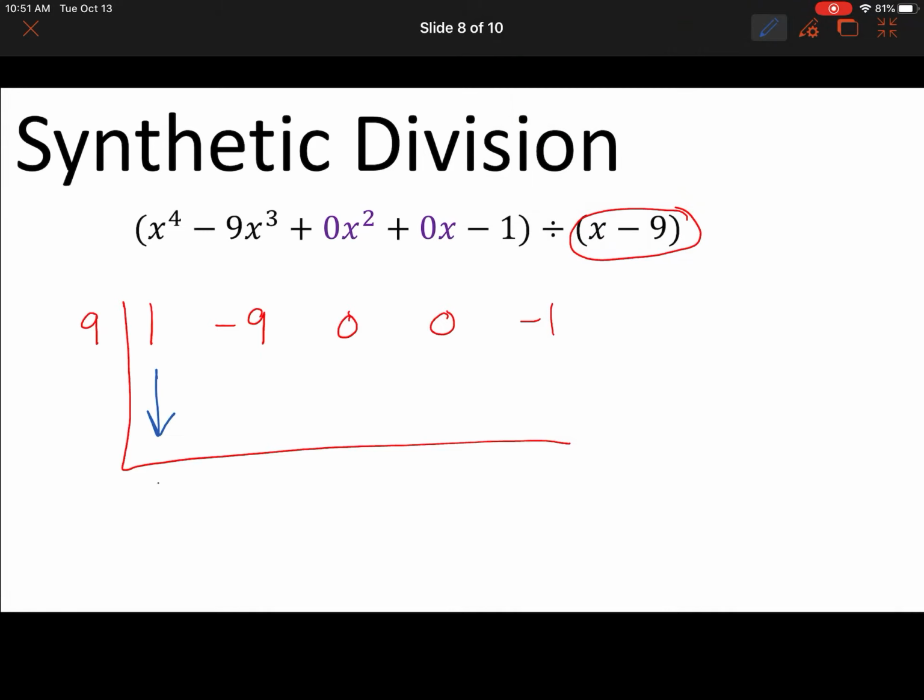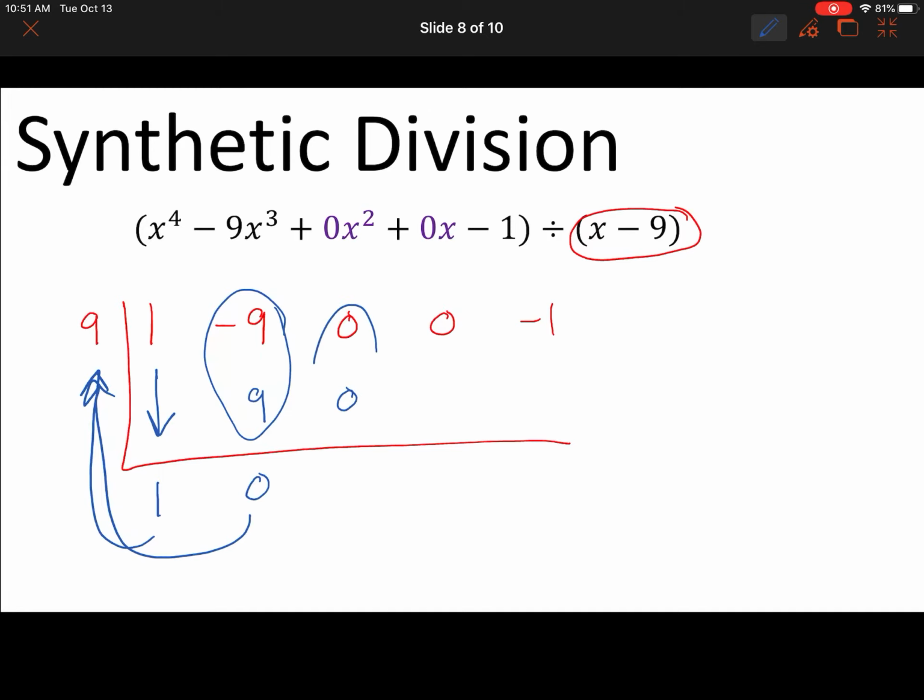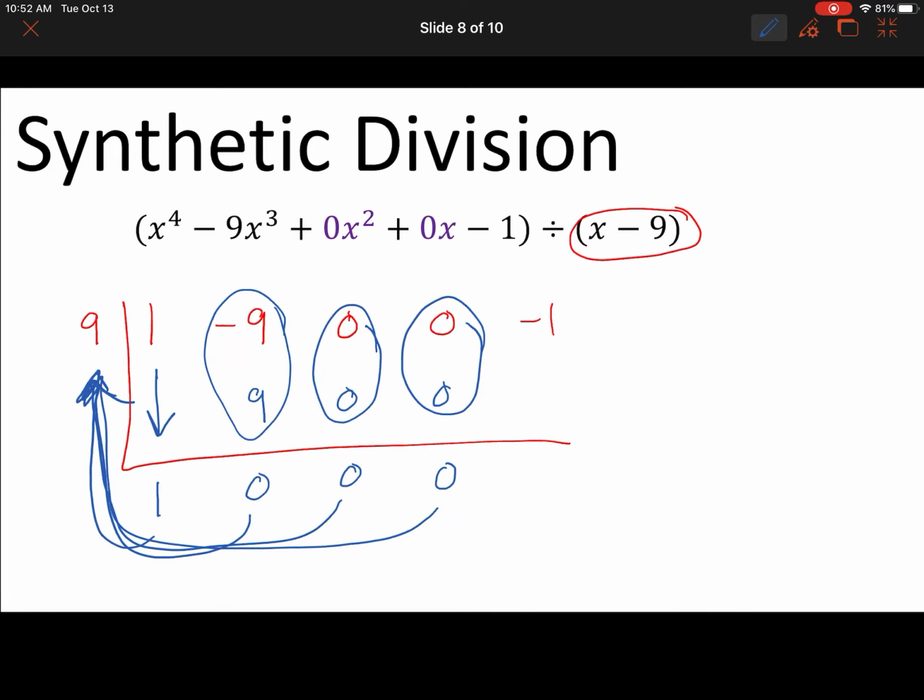And then I start multiplying, or dividing. The 1 comes straight down. 1 times 9 is 9. Add those together. I get 0, which is a little different. We haven't seen that yet, but it's the same process. So 0 times 9, which is 0. Add those together. 0 times 9 again, which is 0. Add those together. 0 times 9 again, which is 0. Add those together, and I get negative 1. So this is my remainder this time.